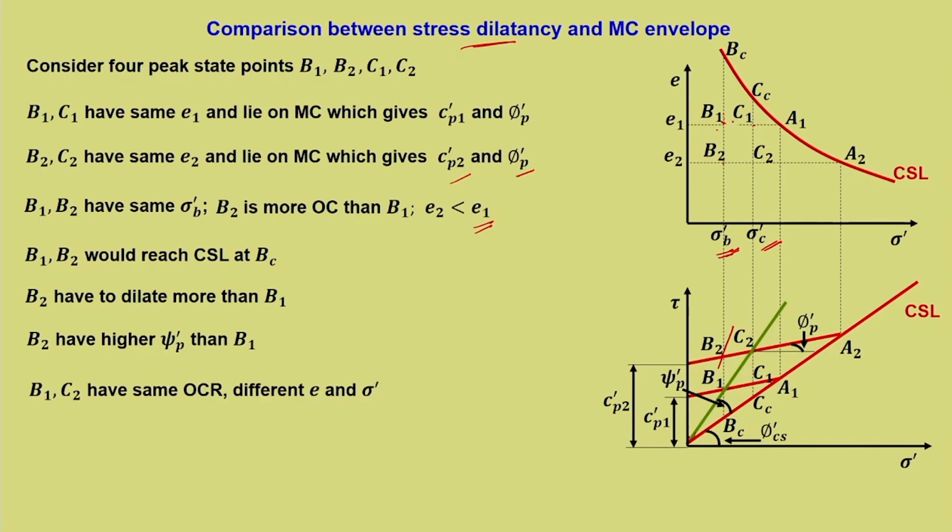Now let us consider B1 and C2. Now this point B1 and C2 has got same over consolidation ratio. If you see B1 from here and C2, the over consolidation ratio at B1 and C2 are the same, and that is very clear from here because this particular line passes through B1 and C2 and the dilation angle is psi dash P.